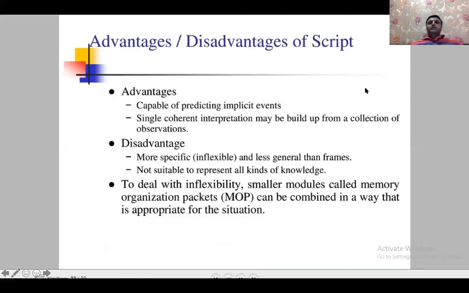Advantages and disadvantages. You can see the advantages are that it is capable of predicting implicit events, and a single coherent interpretation may be built up from a collection of observations. The disadvantage is that it is more specific and less general than frames, and not suitable to represent all kinds of knowledge. To deal with this inflexibility, you can use smaller modules called memory organization packets, which can combine in a way that is appropriate for the situations.